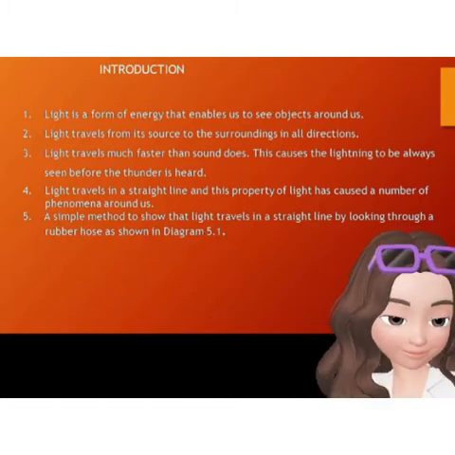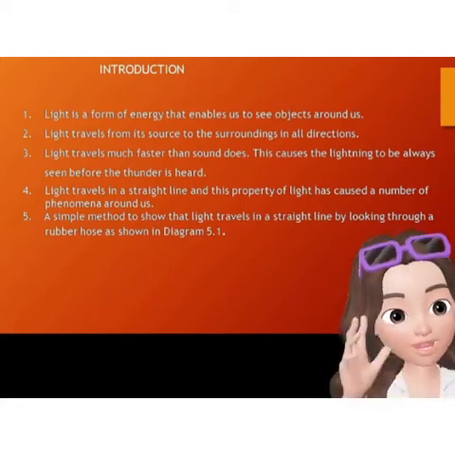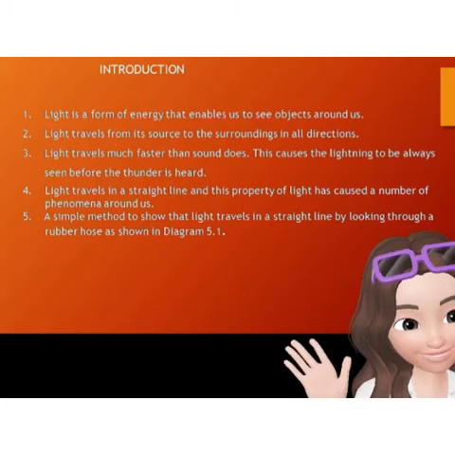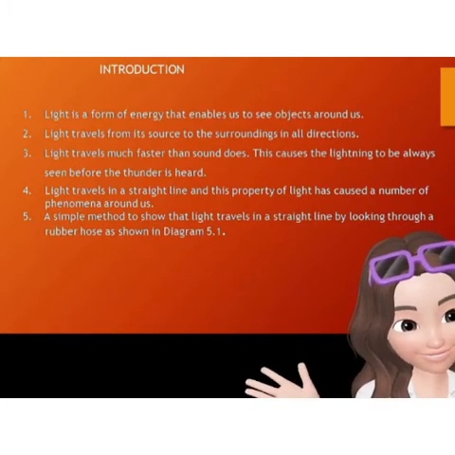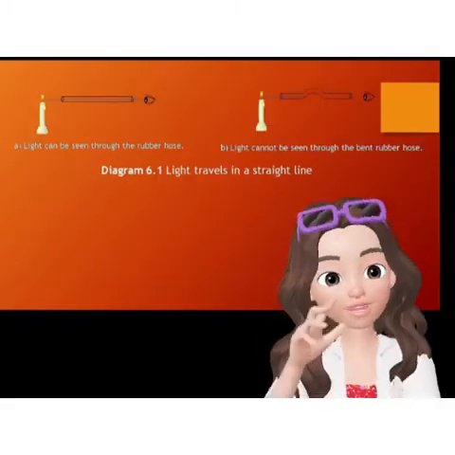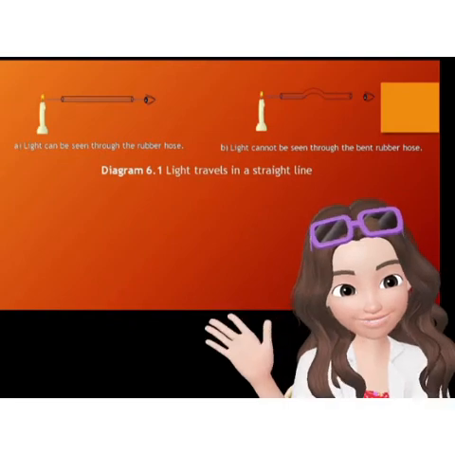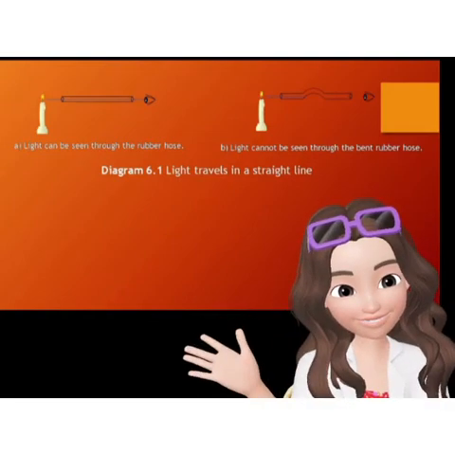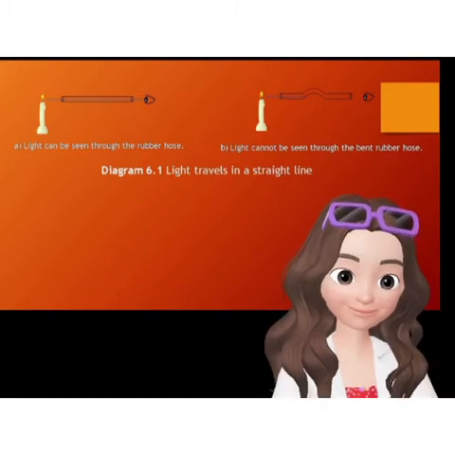Light travels in a straight line, and this property of light has caused a number of phenomena around us. A simple method to show that light travels in a straight line is by looking through a rubber hose as shown in the diagram. In diagram A, light can be seen through the rubber hose, but in diagram B, light cannot be seen through the bent rubber hose because the rubber hose is bent, so light couldn't travel in a straight line.